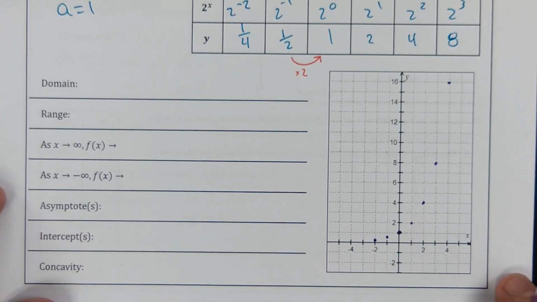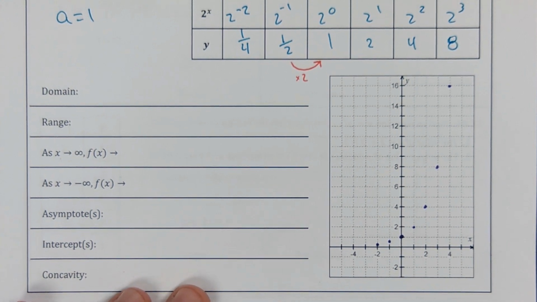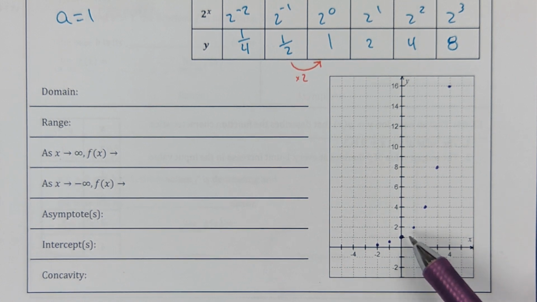Look at this thing. But we've already said a positive number raised to any power is always going to be a positive result. That means it doesn't matter how far left I go, I'm never going to hit that x-axis.